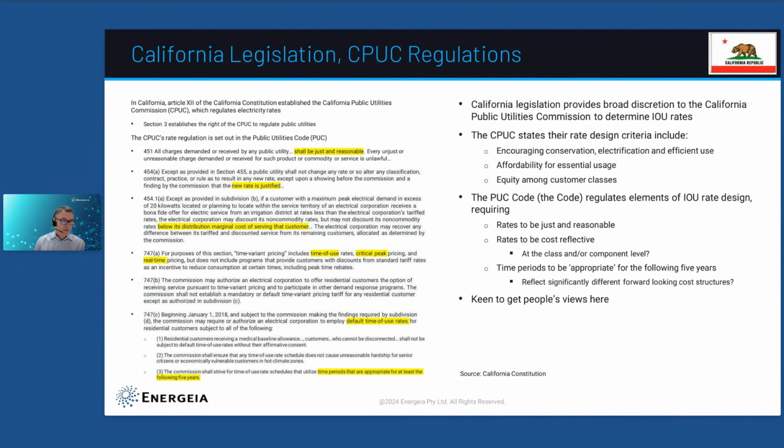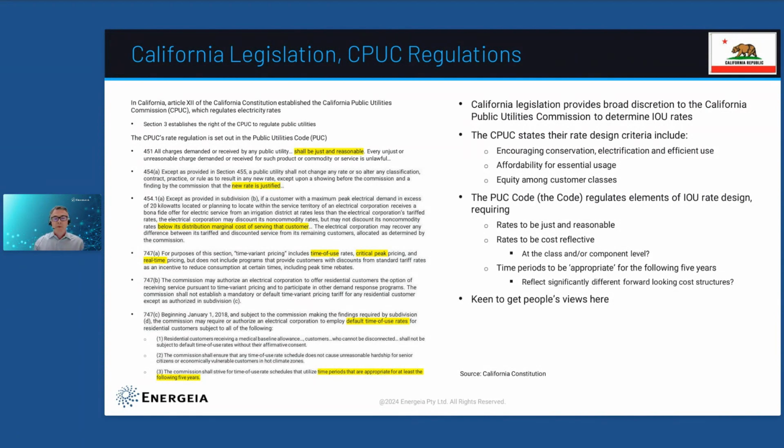And then under 747A, we have specific mention of time of use rates, including critical peak pricing and real-time pricing. They do talk about, and here under section 747C 3, that time periods are appropriate for at least the following 5 years.